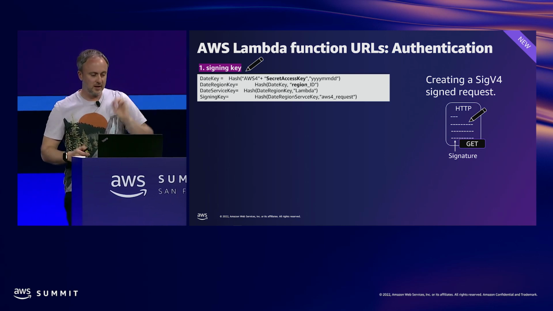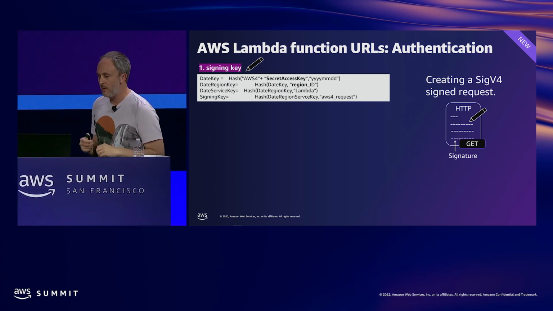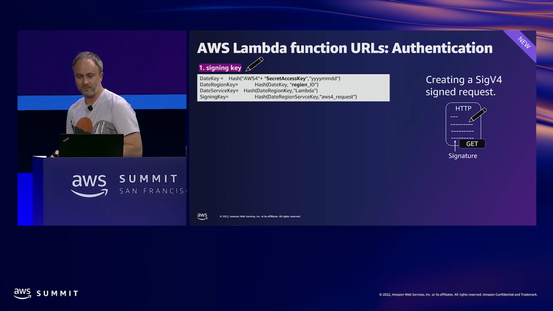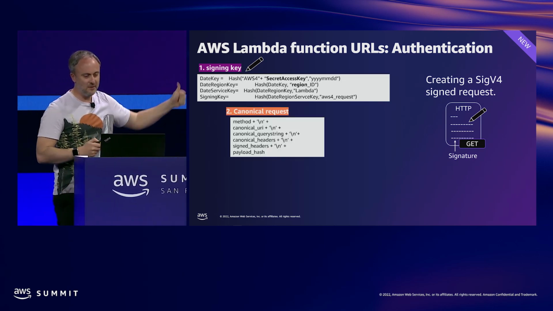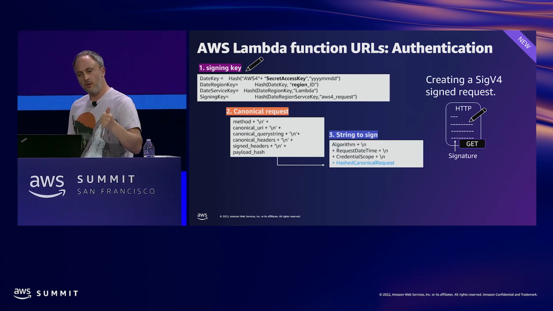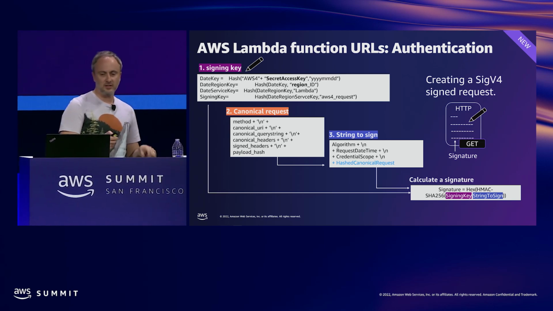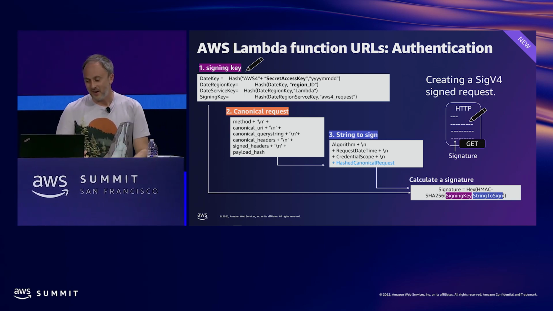Now, stay with me here, because the first time I discovered this is how you do it, I thought it was a bit mad, but this is how you do it manually. First, you have to create a signing key. Then you have to create a canonical request. You use that canonical request in the string to sign, and you put them together, and you hash that, and you add that to the header of your function URL request.